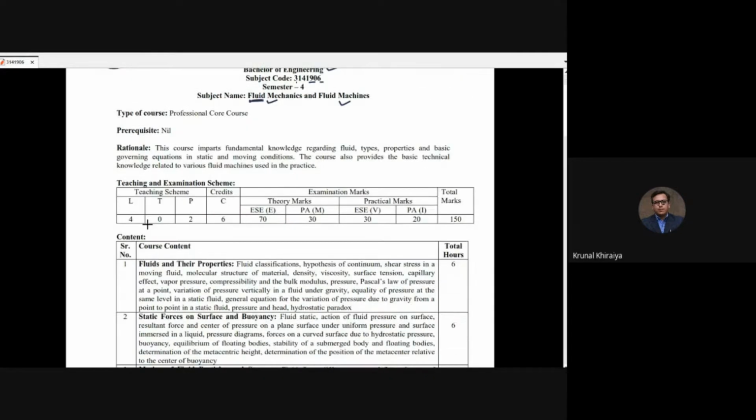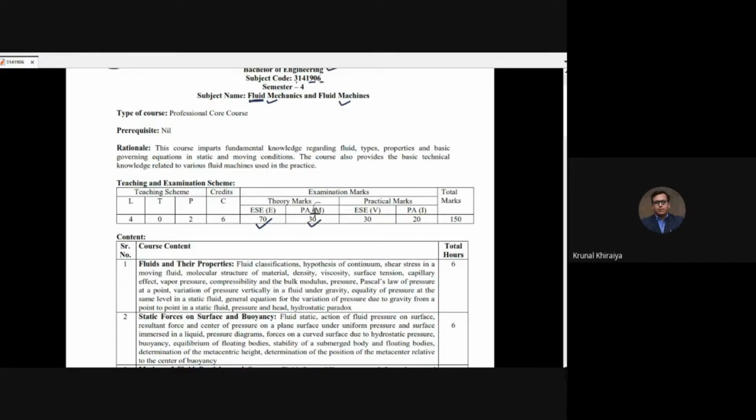In this subject, we have 4 lectures as per the GTU teaching scheme for the regular curriculum, no tutorial, and 2 hours of practicals, which means we have a laboratory session also. We have 4 lectures, and the total credit of the subject is 6. The assessment scheme is also given here: 70 marks of examination conducted by GTU, then 30 marks of evaluation.